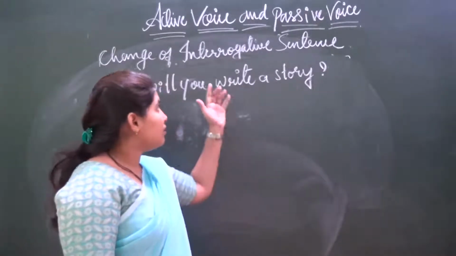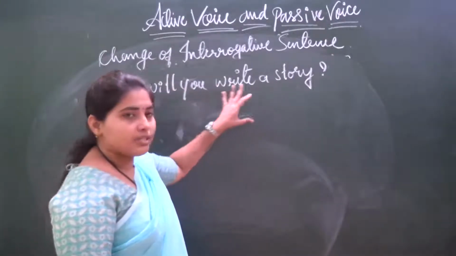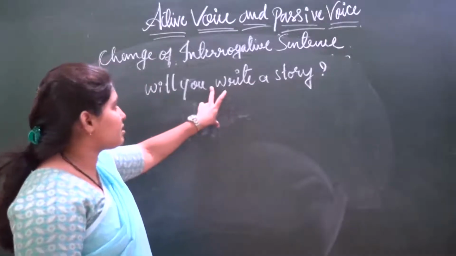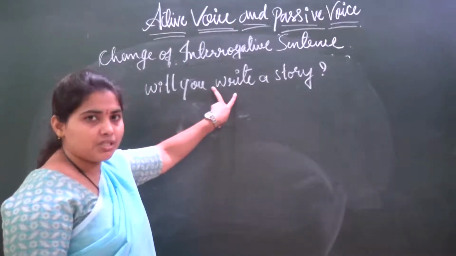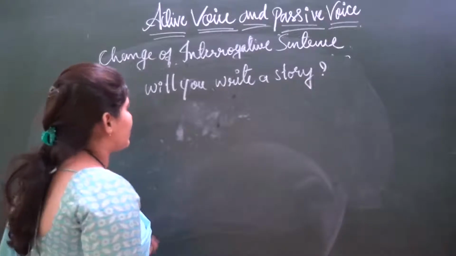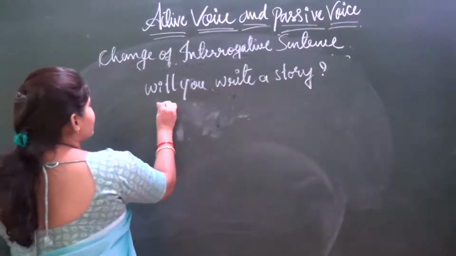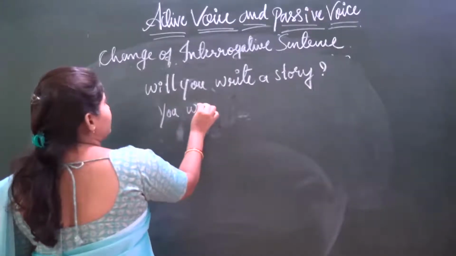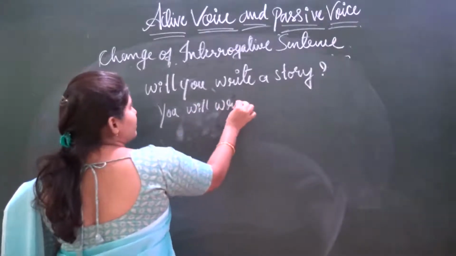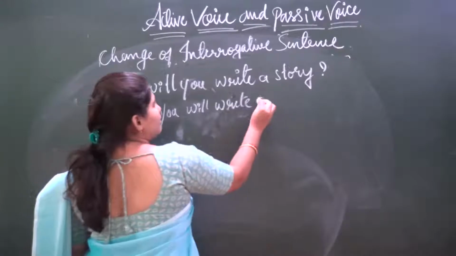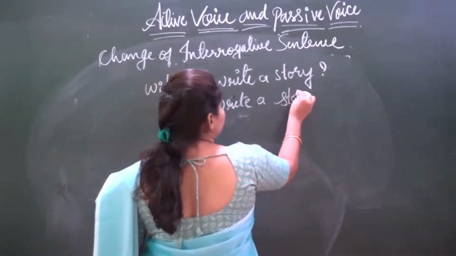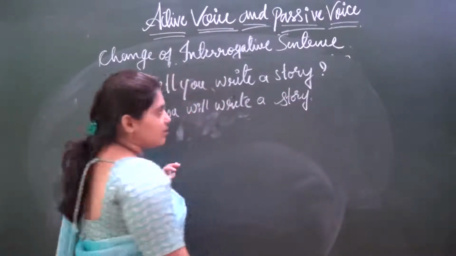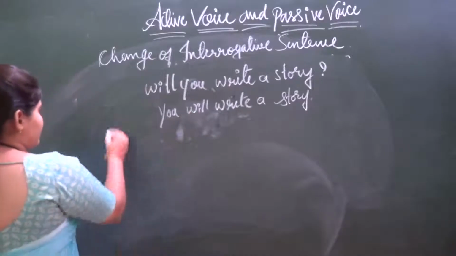Okay. So now, just convert this interrogative sentence into an assertive sentence. How will you convert it as per the rule? Just: you will write a story. That's it. This is the assertive sentence.